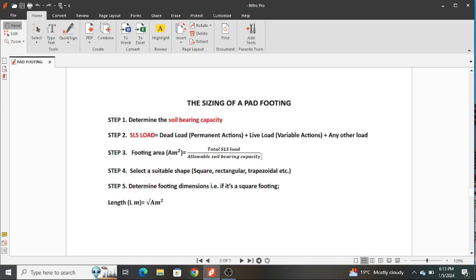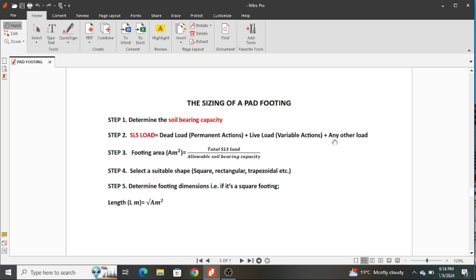This means you have your loads, but they have been factored. Why? Remember, depending on the code you're using, if you're using the Eurocode, for dead load you use 1.35, and then for live load, you use 1.5. And then for British Standard, for dead load, you use 1.4. For live load, you use 1.6.